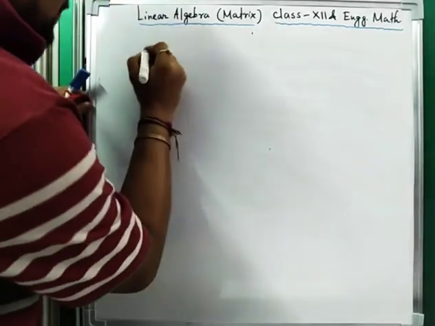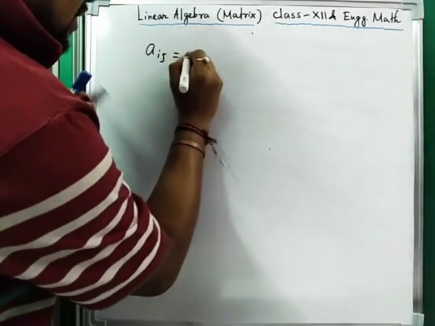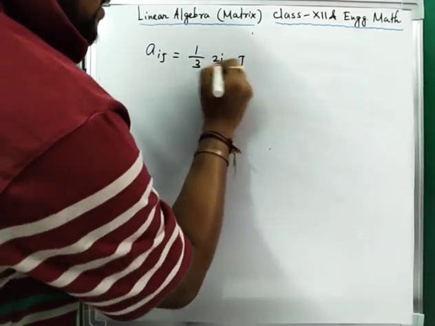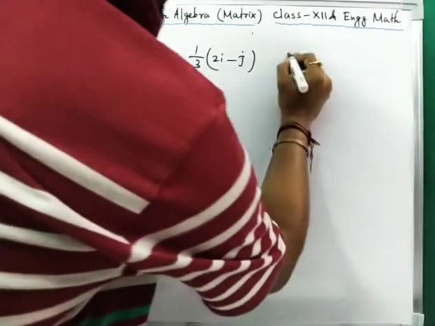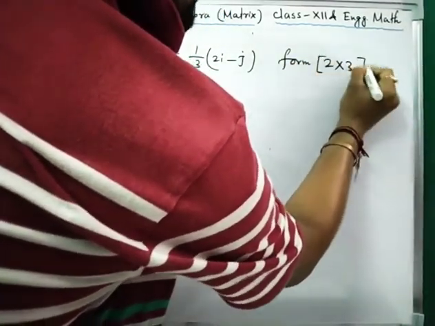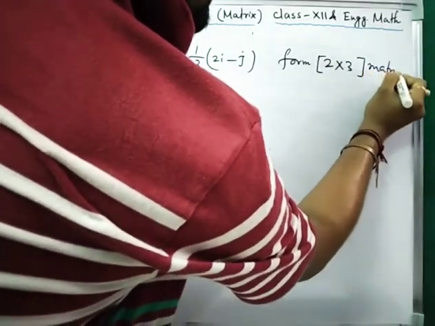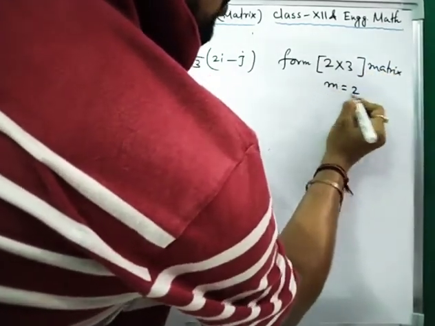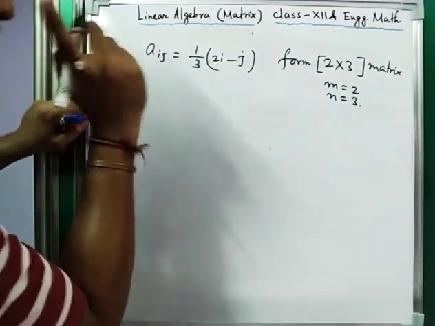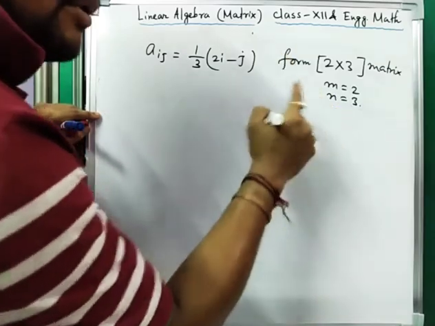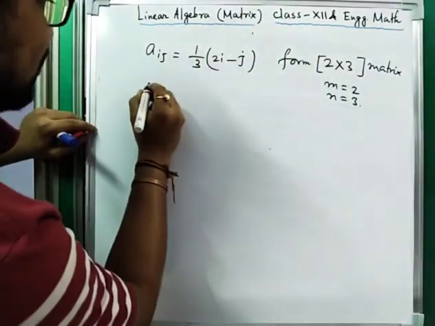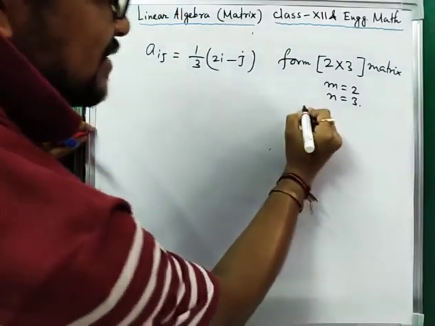Suppose A ij equals to 1 by 3, 2i minus j, it is given. So the question is: form a 2 cross 3 matrix. 2 cross 3 matrix means M equals to 2 and N equals to 3. Now from this equation, how to form? M equals to 2 means number of rows must be 2 and N equals to 3 means number of columns must be 3.